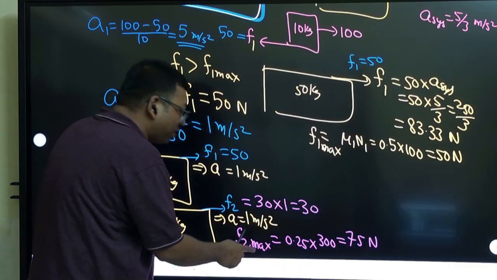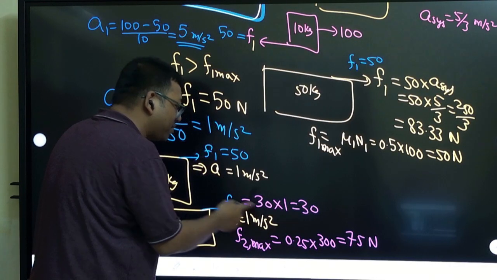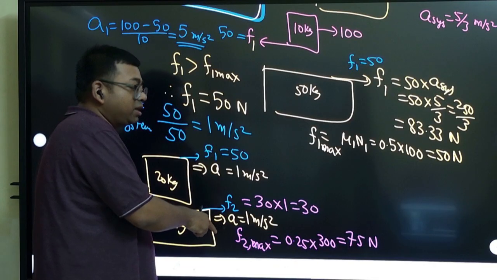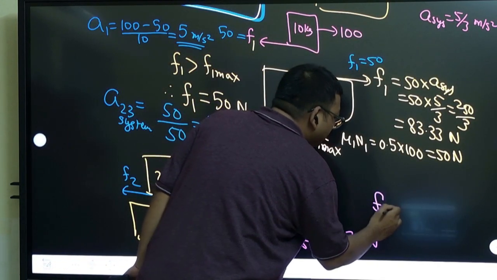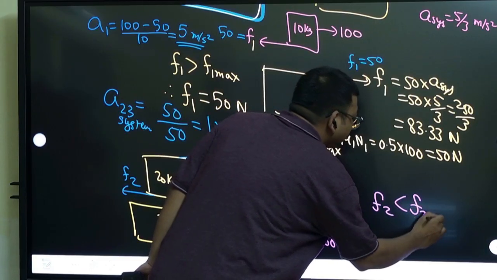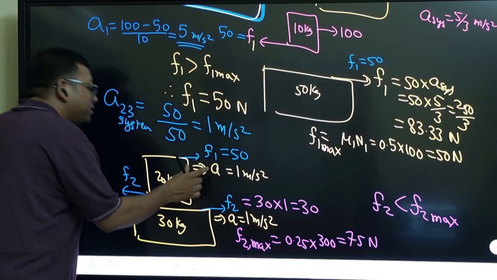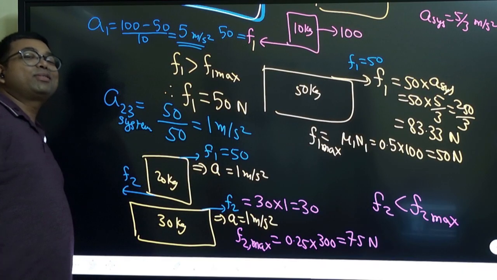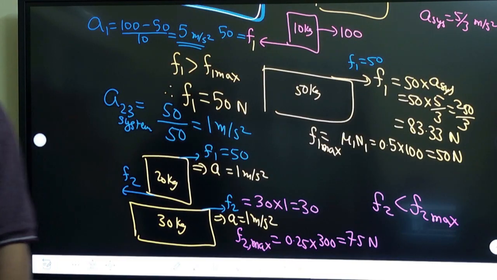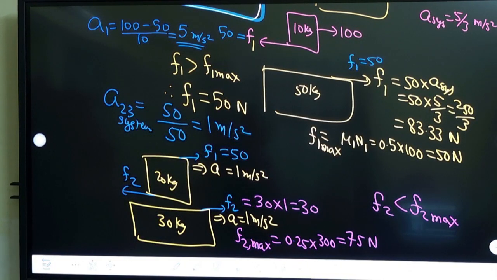So here see F2 maximum is 75 and F2 what you calculate is 30. So because this F2 is less than F2 max, then yes, it is possible. Whatever you assume it is correct. That means this is going with 1 and this is also going with 1. Done. This is the approach. This is the approach. Okay.